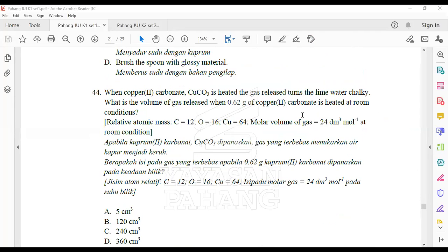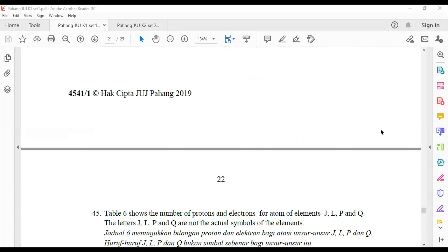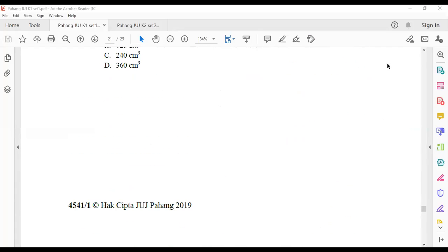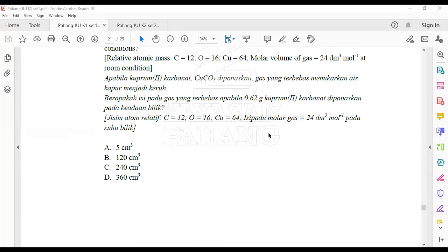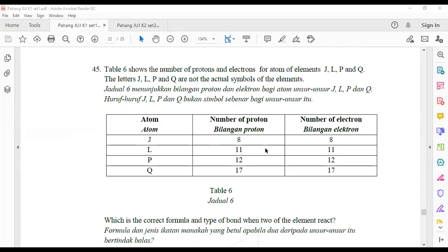Now, next, 44. Your answer should be B, boy. Anyone has a problem on this? Answer B, boy. Anyone have a problem? No, this is again a 3 steps calculation. Are you okay? Yeah, okay.